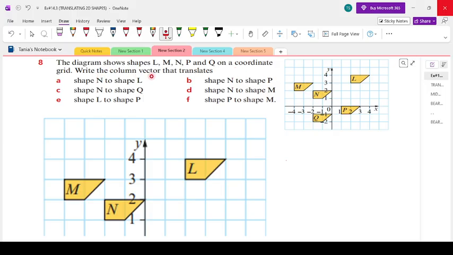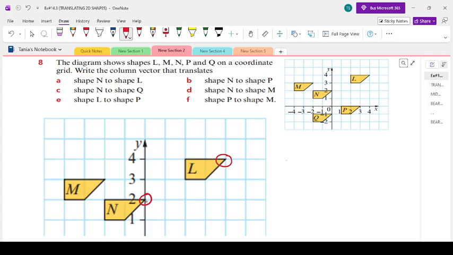They are asking to write the column vector that translates N to shape L. This is shape N and we have translated N to L. So they are asking which column vector we have to use to translate N to the figure L. We just need to select one of the points, like I am selecting this point of figure N. Now I have to see how much this point and this point have translated.